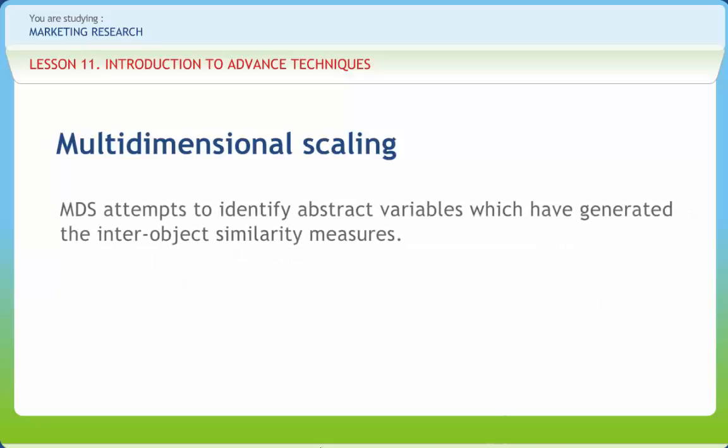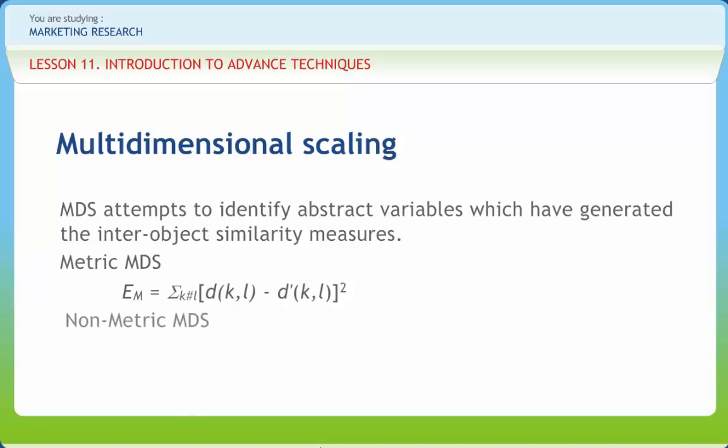MDS attempts to identify abstract variables which have generated the inter-object similarity measures, reduce the dimension of the data in a nonlinear fashion, and reproduce nonlinear higher dimensional structures on a lower dimensional display. In metric MDS, distances between data items are given. A configuration of points which gives rise to those distances is sought, can be used for nonlinear projection, and an objective function is minimized.